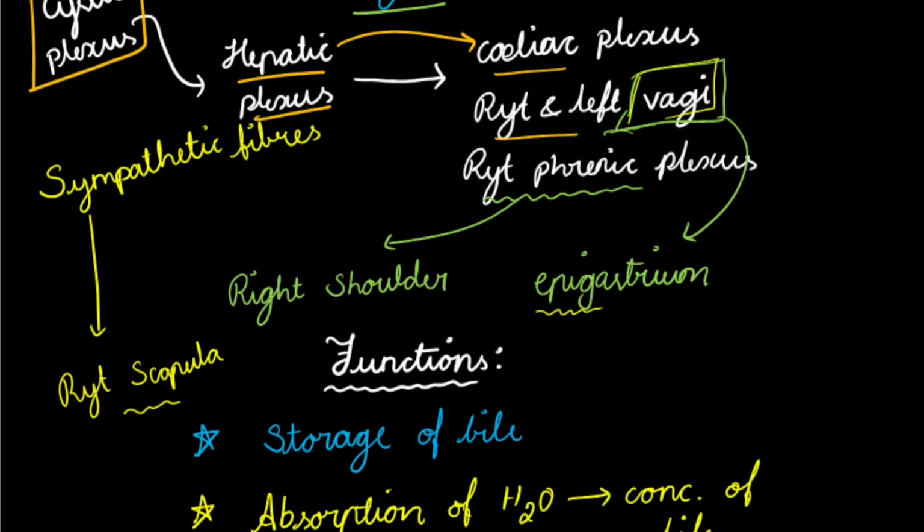So here, because of the involvement of different plexuses of nerves, if there is pain in gallbladder, it may travel through the different nerves and it may produce referred pain in some other parts of our body. So for example, if the pain is traveling through the vagus, it is causing pain in the epigastrium. If the pain is traveling through the phrenic nerve, then we can see pain in the right shoulder blade, and if the pain is traveling through the sympathetic fibers, we can have pain in the right scapula.